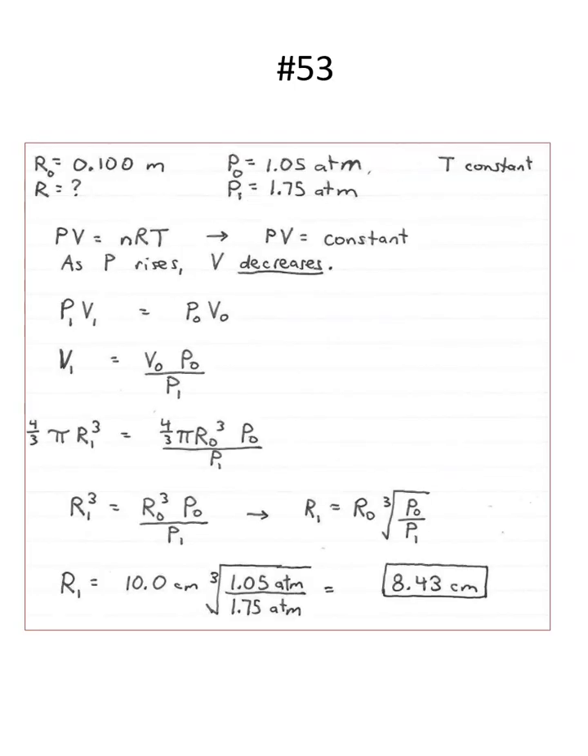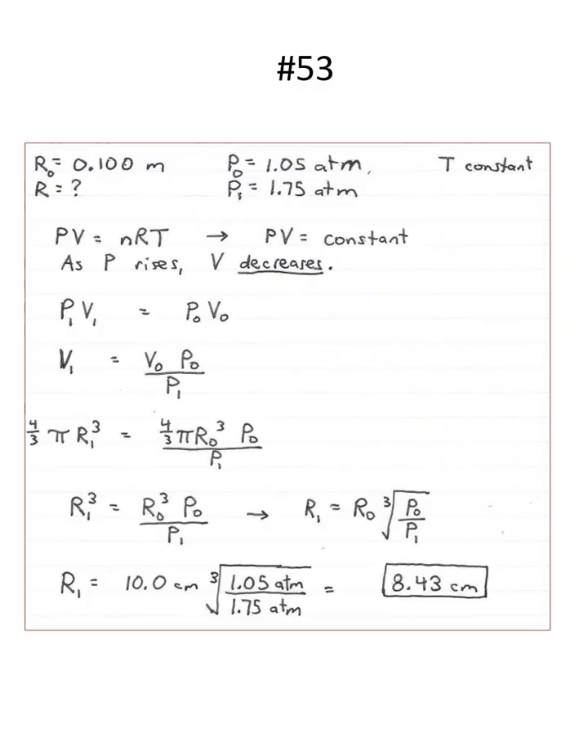Number 53, a spherical balloon with radius 10 centimeters contains a gas at 1.05 atmospheres pressure. The balloon is put into a hyperbaric chamber at 1.75 atmospheres. Assume that the balloon's temperature remains constant. A, does the balloon's size increase or decrease? And B, compute its new radius.